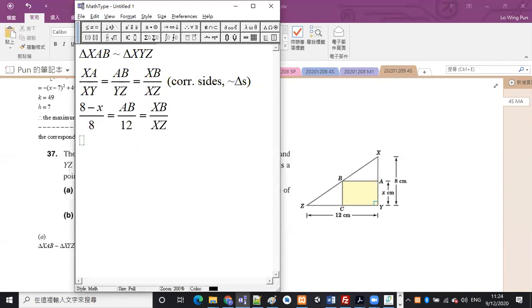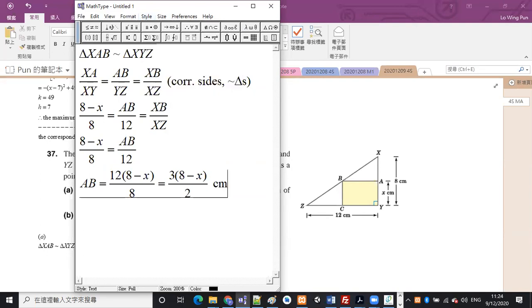So we are going to just copy this and then solve for AB. Okay, so just multiply the 12 to the left-hand side. Okay, so AB is equal to 12 times (8 minus x) divided by 8. And then simplifying the 12 and 8, and you'll get 3 times (8 minus x) divided by 2. Okay, so AB is like this. And there's a unit cm.